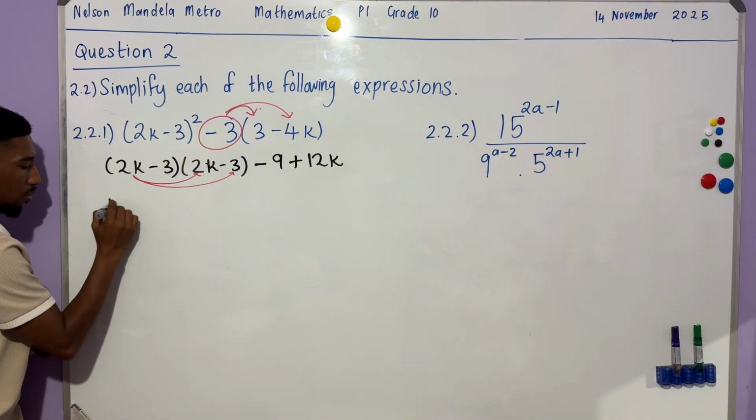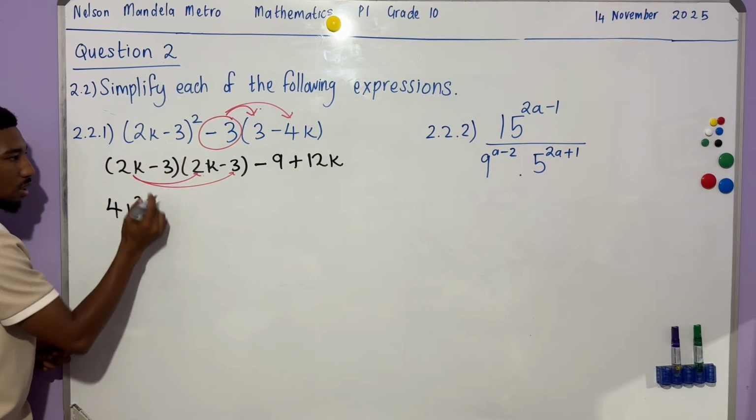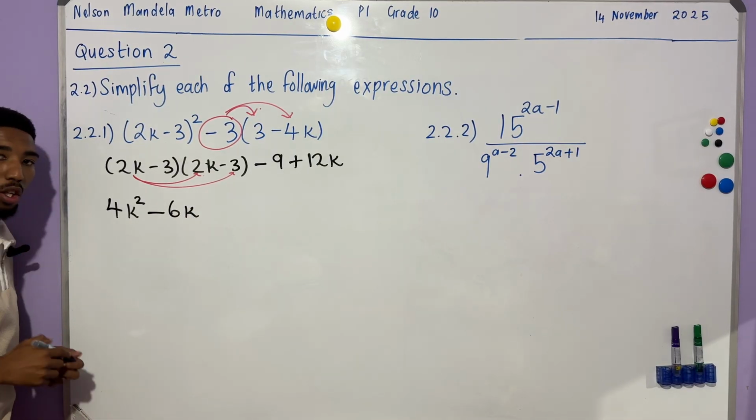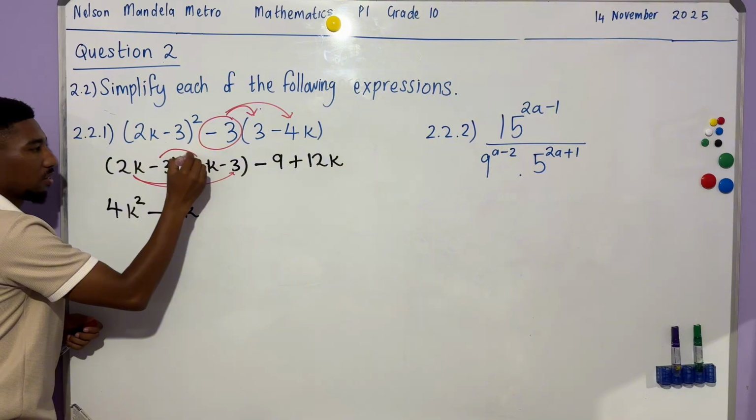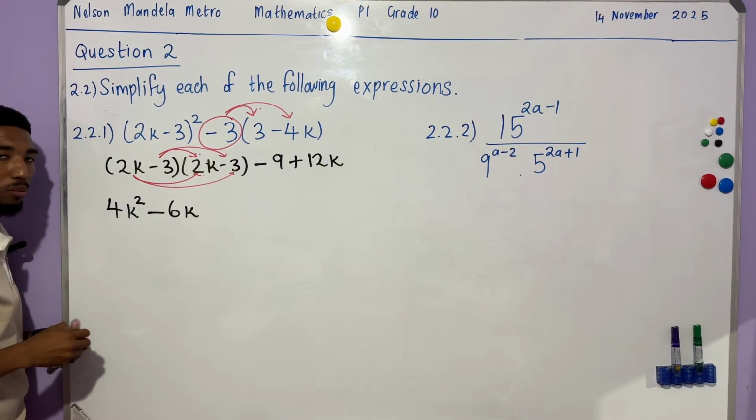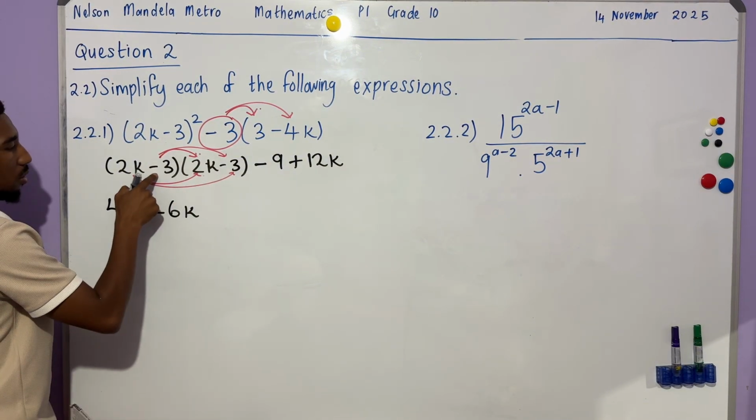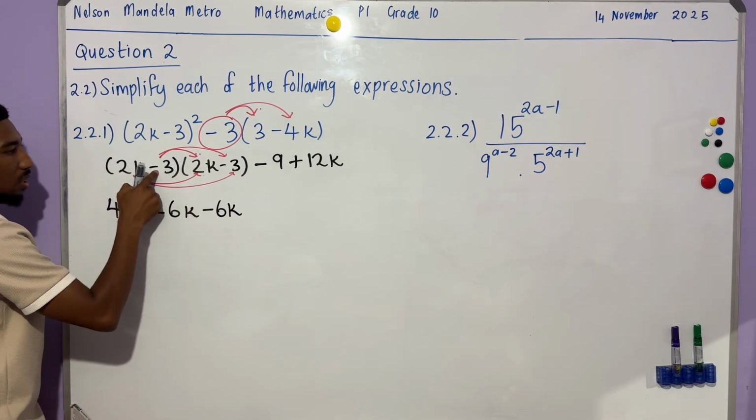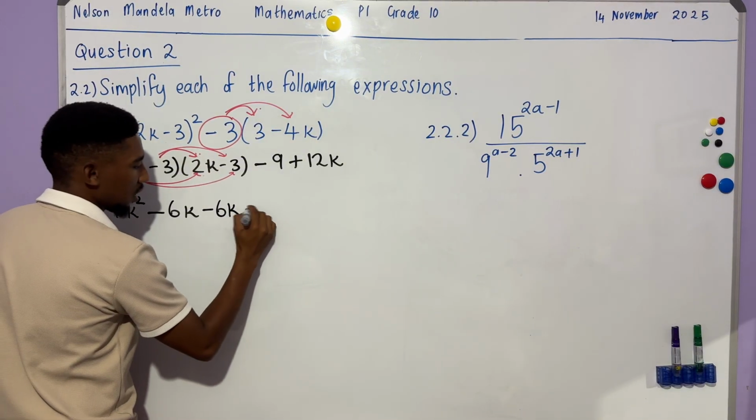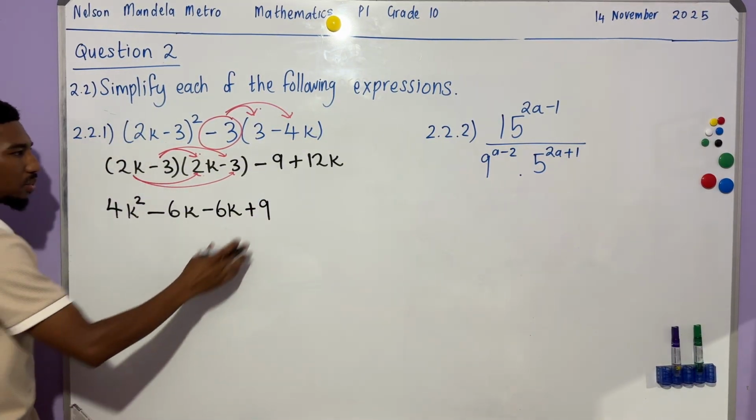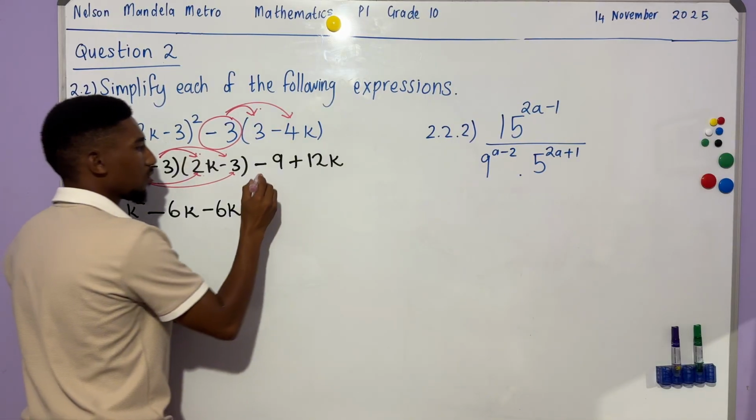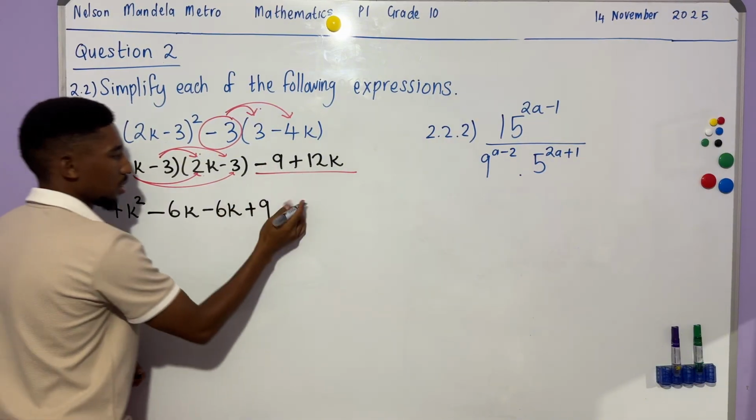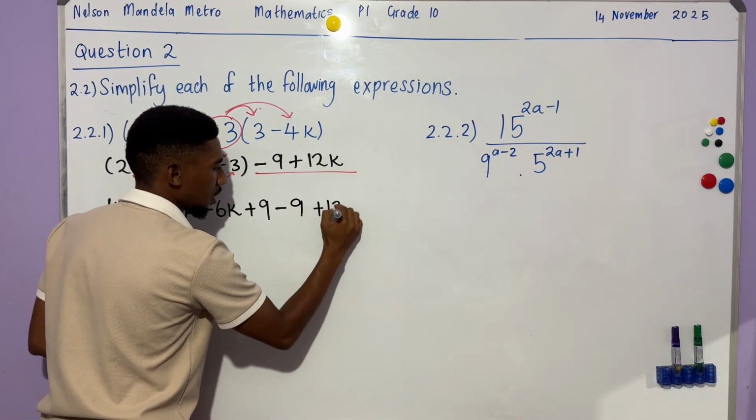This now gives us 4k squared, and then 2k multiplied by minus 3 gives us minus 6k. We are not done because you also have to multiply the negative 3 to the first and second term of the second bracket. So we have minus 3 multiplied by 2k, which is minus 6k as well. And then minus 3 multiplied by minus 3 gives us positive 9. And remember, this forms part of our expression. Even though we didn't touch it, it falls with. So it remains minus 9 plus 12k.